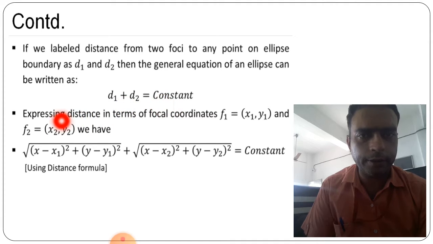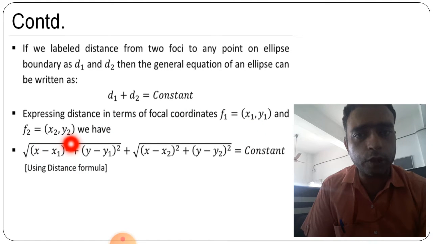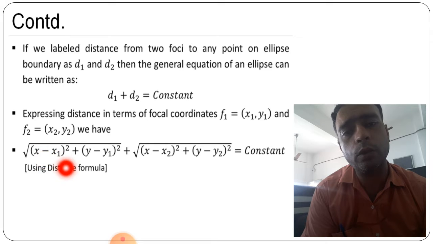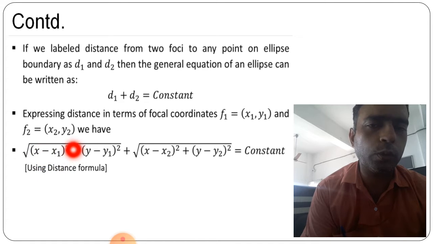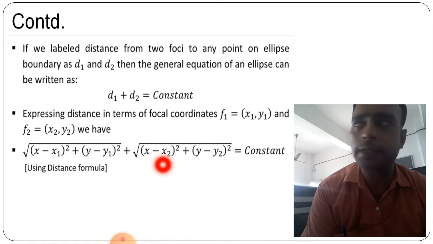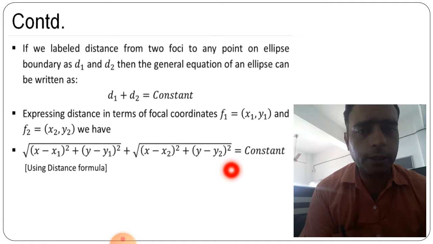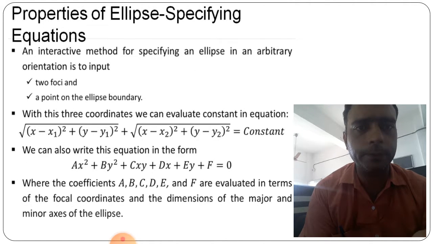equal to constant. So expressing the distance in terms of focal coordinates, here we have to take f1 equal to (x1, y1) and f2 equal to (x2, y2), and finally we will say: square root of (x minus x1) whole square plus (y minus y1) whole square, plus square root of (x minus x2) whole square plus (y minus y2) whole square, is equal to constant. So this is the particular part where we are using this distance formula.